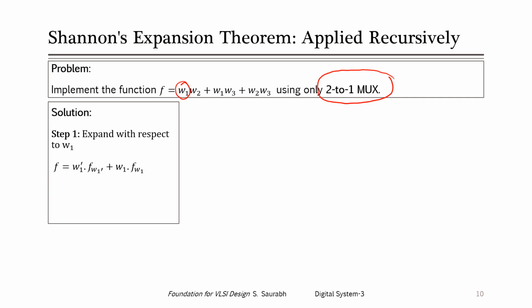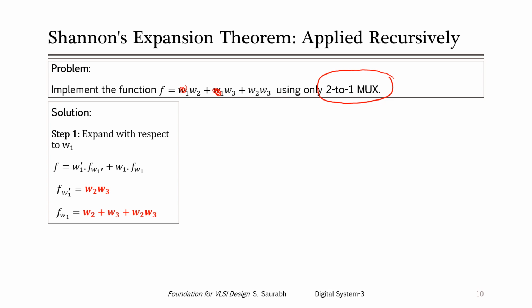So what will be the negative cofactor when we expand with respect to w1? To get the negative cofactor, we have to put the value of w1 as 0 everywhere in this function. If we do that, this term will go away, this term will go away, and we'll be left with w2 w3, right? So that is the negative cofactor. And to get the positive cofactor, we have to make w1 equal to 1. If we do that, then in this term w1 will disappear, in this term w1 will disappear, and we'll be left with w2 plus w3 plus w2 w3, right?